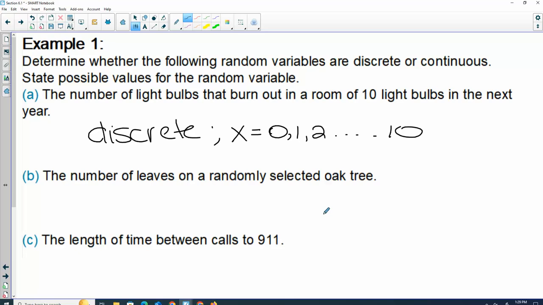B, the number of leaves on a randomly selected oak tree. So, is it discrete or continuous? Discrete. We could sit down and actually count leaves if we wanted to. Okay, can it equal 0? Yes. 0, 1, 2. Do we have a maximum number of leaves on that tree? No. So all I can say is it's really like 0, 1, 2, and keeps going from there.